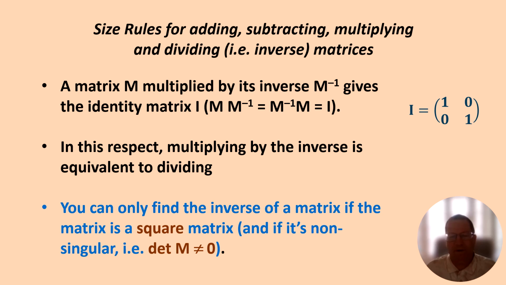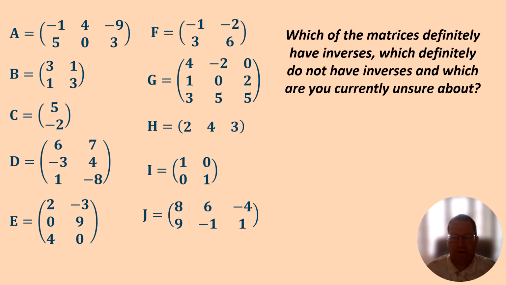However, you can only find the inverse of a matrix if the matrix is a square matrix, i.e. 2 by 2 or 3 by 3, for example, and if it's non-singular, which means that the determinant is not equal to 0. So back with our 10 matrices, pause the video and see if you can work out which ones definitely have inverses, which definitely do not have inverses, and which ones you're currently unsure about because I haven't given you enough information.